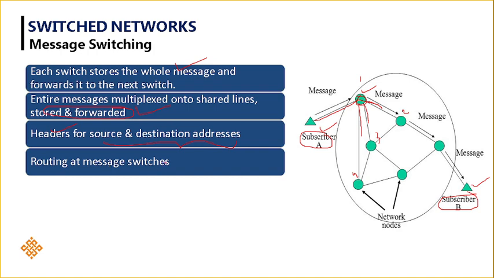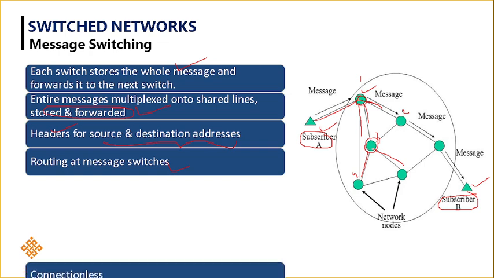Now, routing in message switching. Here the routing is not initiated by the source node, meaning it does not give the complete path. It will just forward to the first switch. That switch, by seeing the destination address in the header, will decide its next switch. If this is the next switch, then this switch will again have two paths, either this path or this path. Then it will decide the next best path. Like that, each switch will take the responsibility to send it to the next neighboring node.